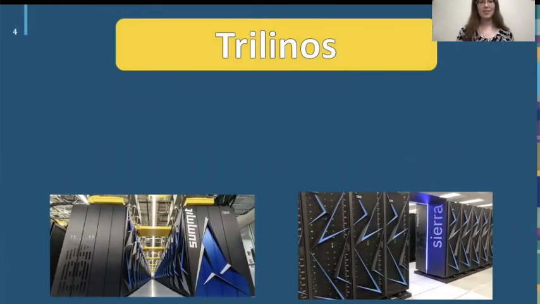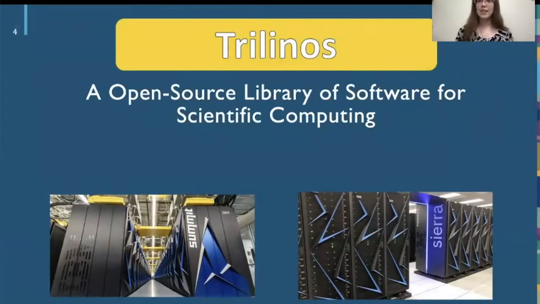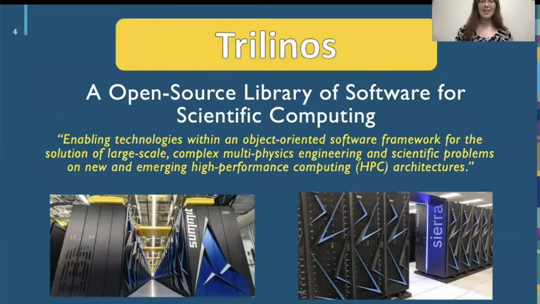Trilinos. Trilinos is an open source library of software for scientific computing. Its purpose is to enable technologies within an object-oriented software framework for the solution of large-scale, complex, multi-physics, engineering, and scientific problems on new and emerging high-performance computing architectures.